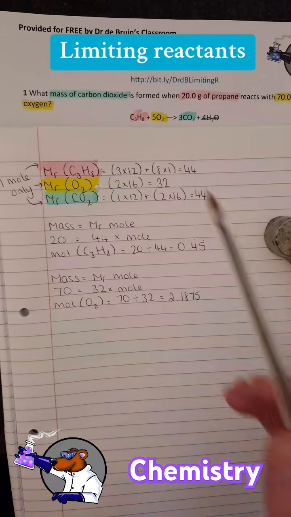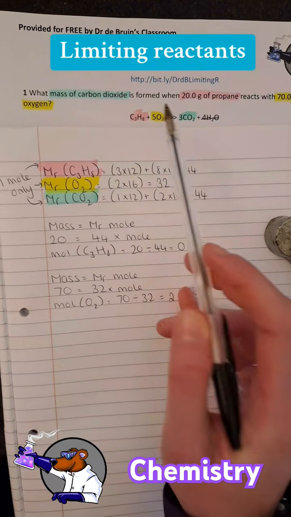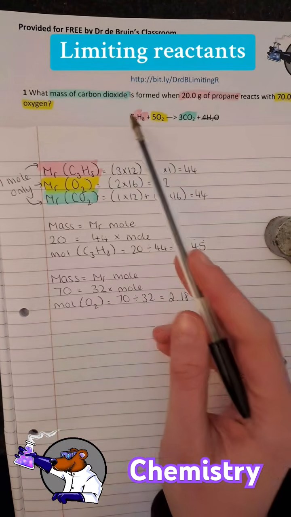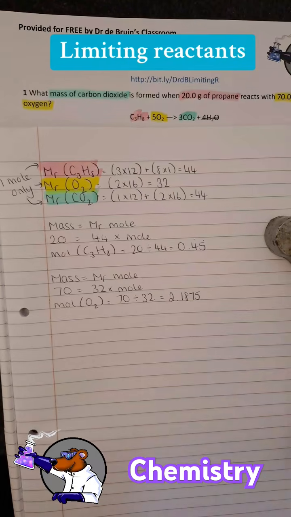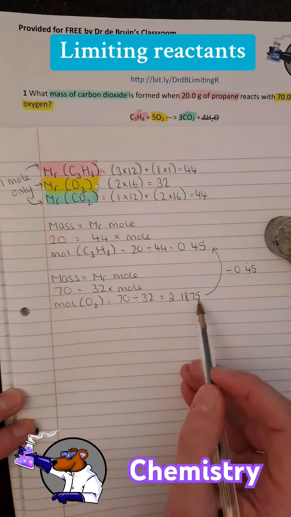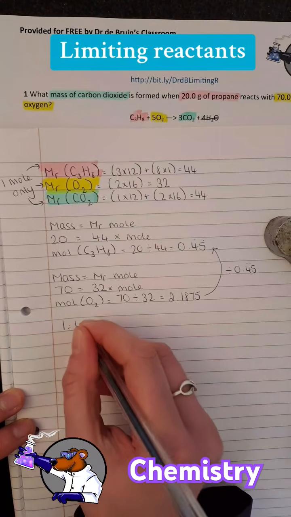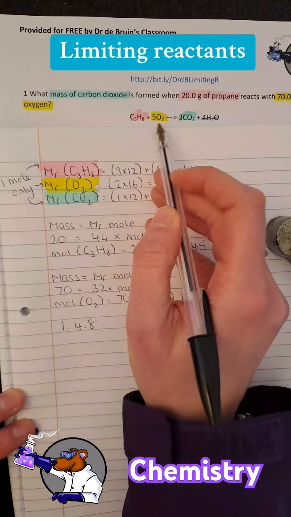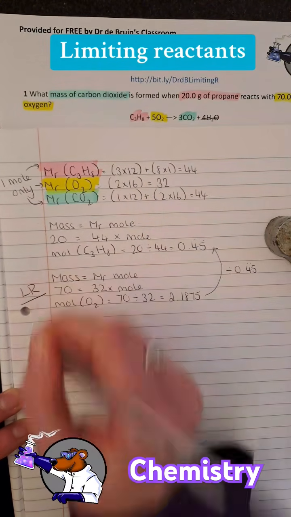Now for the bit that people struggle with. We need to look at the coefficients, so the large numbers in the symbol equation, and decide what ratio these reactants should be in. I can see here that for every 1 mole of propane I need 5 moles of oxygen, so do I have that or not? If I divide the larger number of moles by the smaller number of moles, I can see that I end up with a ratio of 1 to 4.8, but I need a ratio of 1 to 5. So that means I don't have enough oxygen, and this is going to be my limiting reactant.